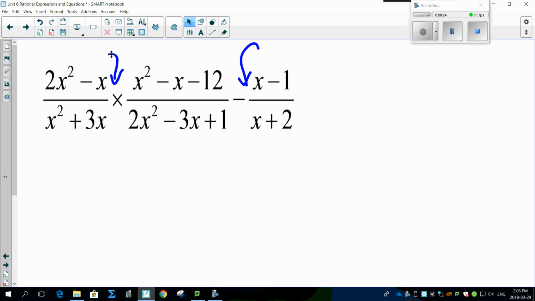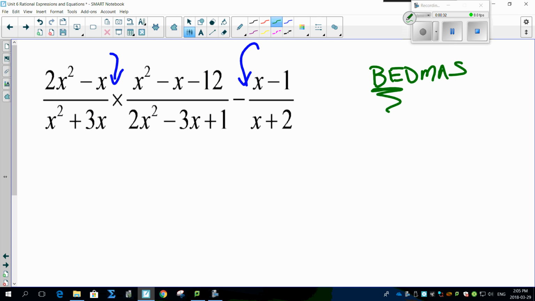Just remember one thing that you learned way back in grade 5, BEDMAS, right? Which says do brackets and exponents first. There's not much to do here, but division and multiplication. Oh my goodness. So guess what? You're going to have to do that first. But you know what I'm going to do first, even before then? Yeah, you guessed it.